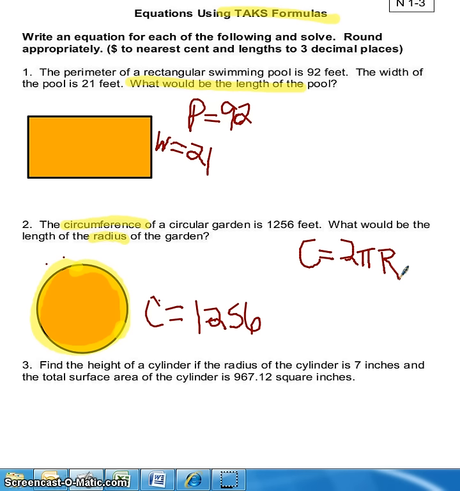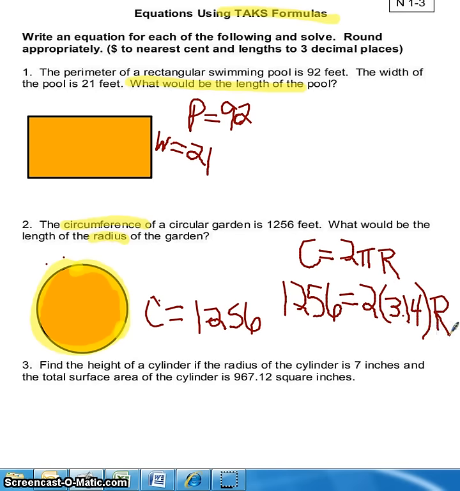And again, I'm going to plug in my knowns. I know that my circumference is 1,256. And I know that pi is going to be approximately 3.14. And then I can solve that to get my radius. So I would have 1256 equals 2 times 3.14, which is 6.28 r. So what would I have to do to get it by itself? I know some of you are saying, wait, Ms. B, you said always have the variable on the left side of the equation. That's fine. You can interchange those.